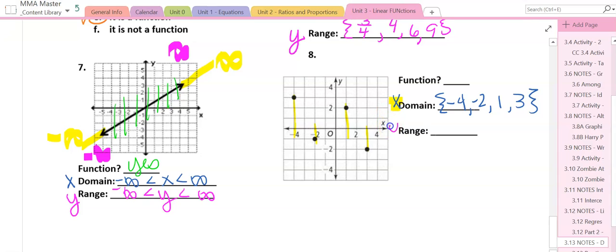Now we're going to look at our range values. I'll start at the bottom, which is -2. That would be a -1. We're going to go up here. This will be +2, and this will be +3. So those are all of your y values: -2, -1, 2, and 3. Okay, and is this one a function? Does it pass the vertical line test? As a matter of fact, it does. We actually drew vertical lines with the domain, so this one is in fact a function.